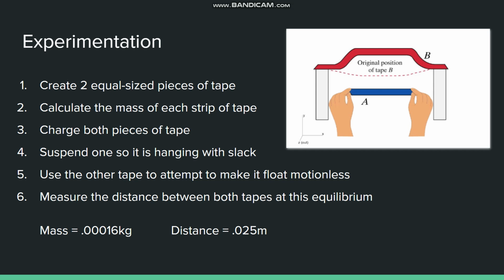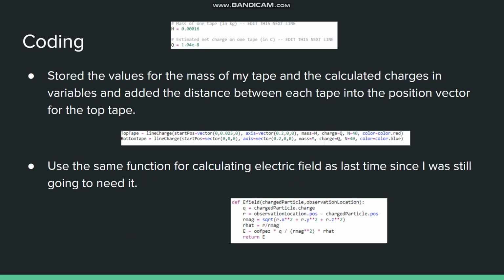Once we could successfully do that, we measured the distance between the two pieces of tape and took the mass and that distance to calculate the charge on them if we represented it as a point charge. That was in the first lab, and that information happened to give 1.04 times 10 to the negative 8th coulombs. Taking that charge, the mass, and the distance that we had, we can now, by using a new program, calculate that model as two lines of point charges and then compare the two.